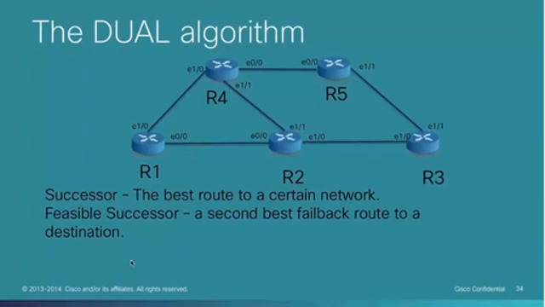Two keywords that you need to understand very clearly as far as EIGRP is concerned. Everything depends on these two, right? The first is the successor. What is the successor in EIGRP? You have a successor as the best route to reach a certain network.